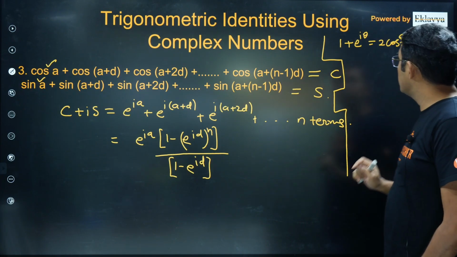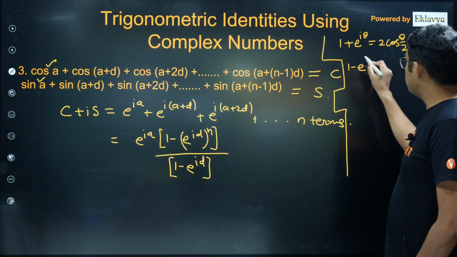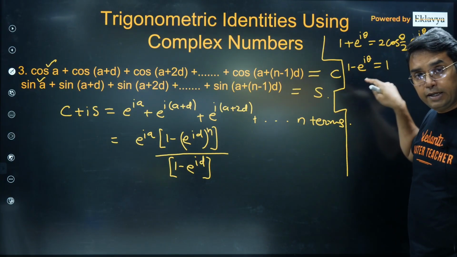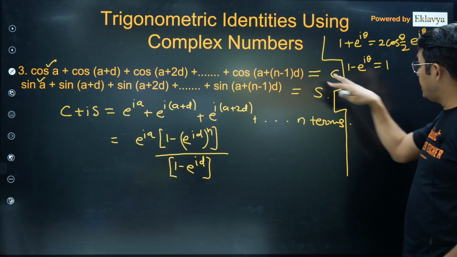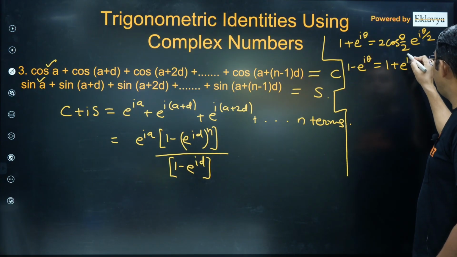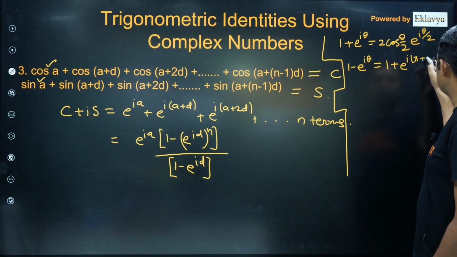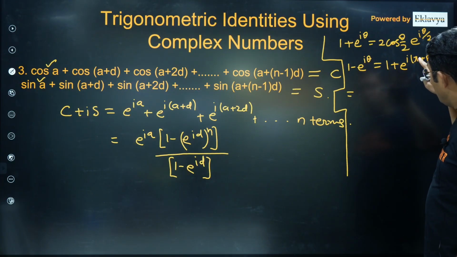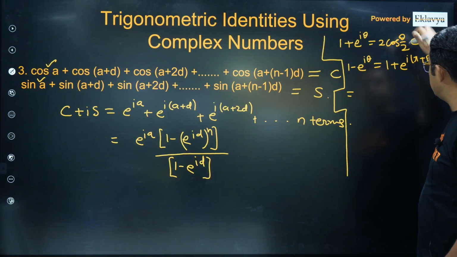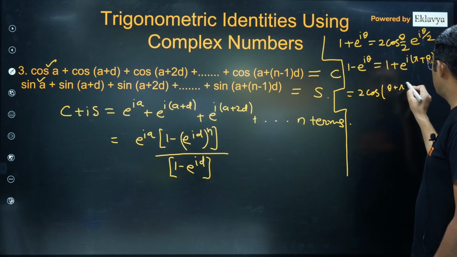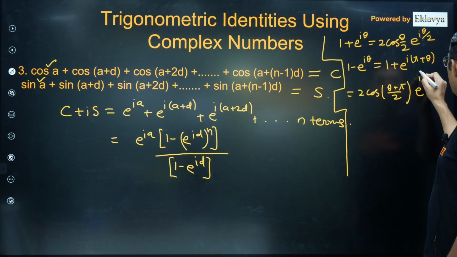If you're looking for 1 minus e^{iθ}, although you can derive this also with the help of trigonometric results, I would like to tell you it is actually the same thing as we have written here, e^{i(π+θ)}, because e^{iπ} is minus 1. So now if you open this with the help of this result, it will be 2 cos((θ+π)/2) into e^{i(θ+π)/2}.